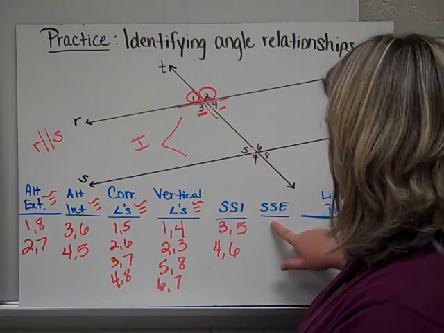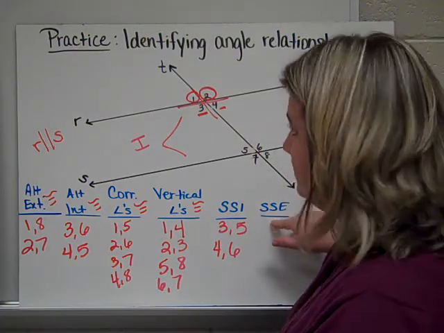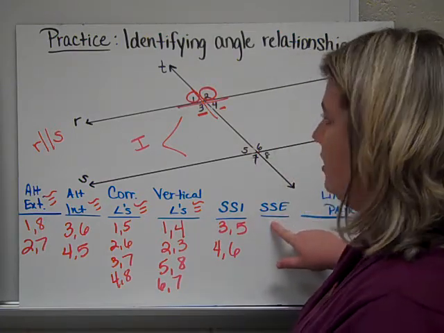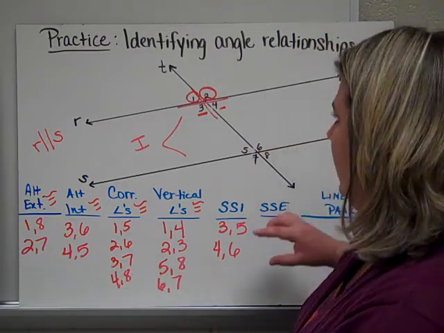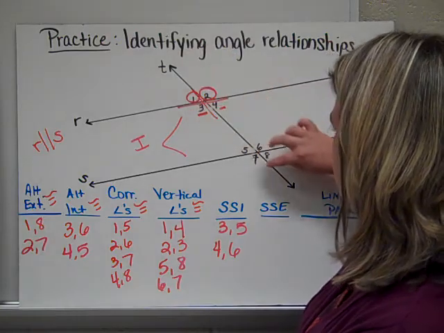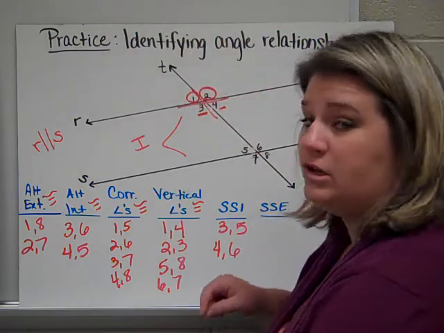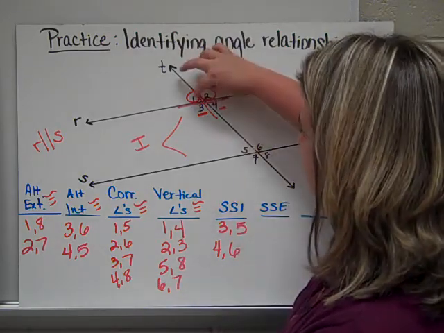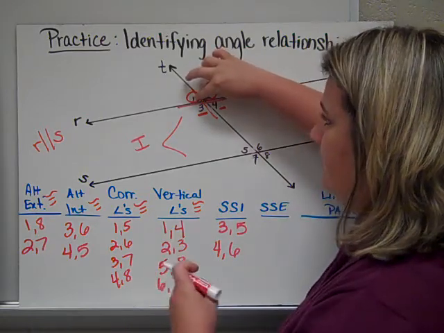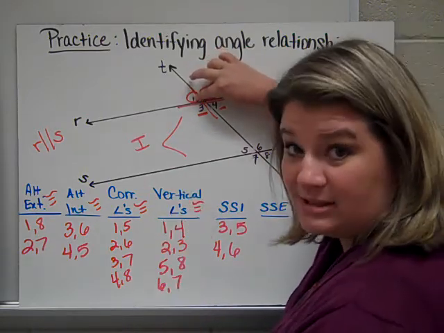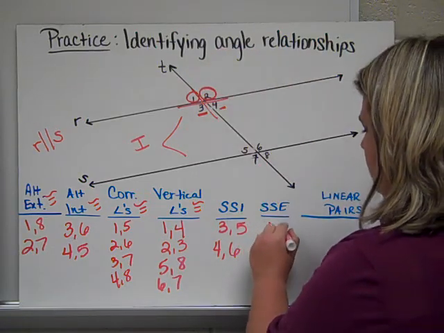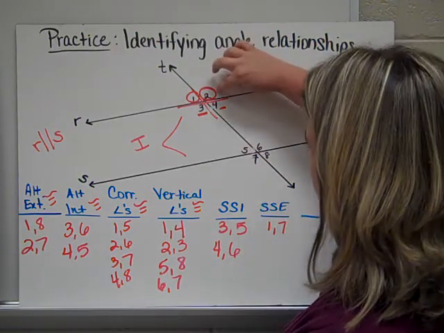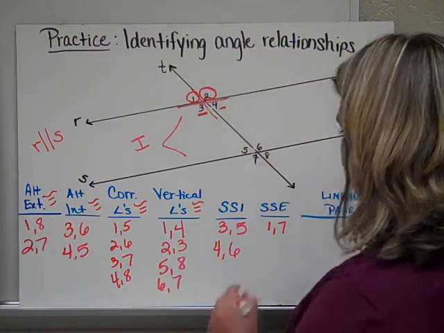Same thing would apply for same side exterior angles. So this time though, I'm looking on the outside for exterior in relation to the parallel. And then same side, I'm talking about the relation of the transversal. So if I look at angle 1, what would be same side of the transversal but outside of the parallel? That would be angle 7. So 1 and 7. And then if I look at angle 2 and angle 8.